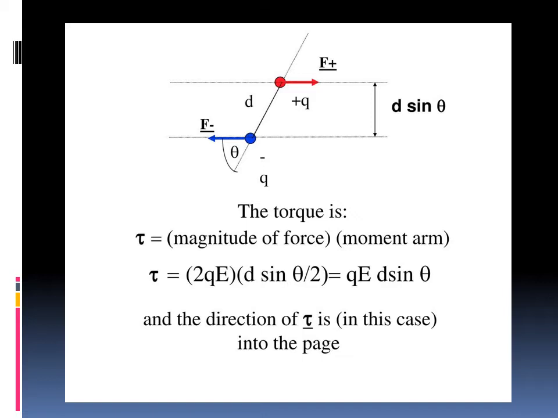D by 2 for the positive charge and d by 2 for the negative charge. So we will write over here, this is d by 2 sine of theta, and this 2 that is under this d will be cancelled with this 2, and we can say that this is QE d sine of theta, right students? Here QE is the force that we have said over here, that is the magnitude of the force, and d sine of theta is the moment arm, and that is shown over here, and the direction of tau is in this case into the page.